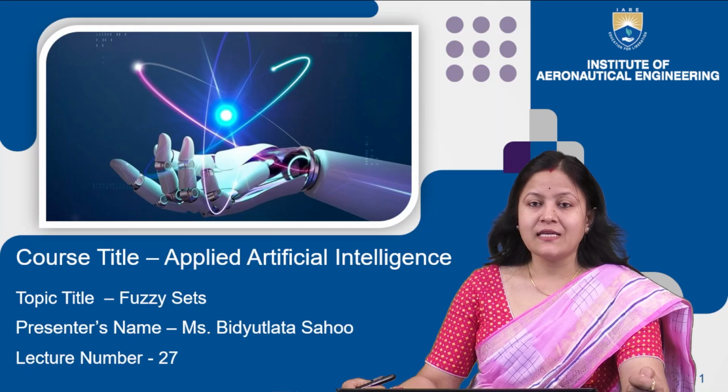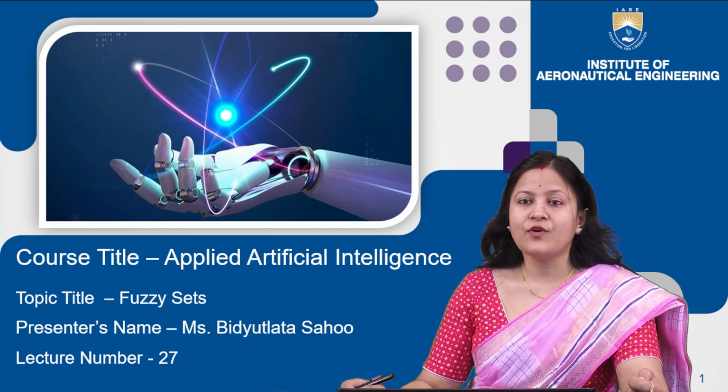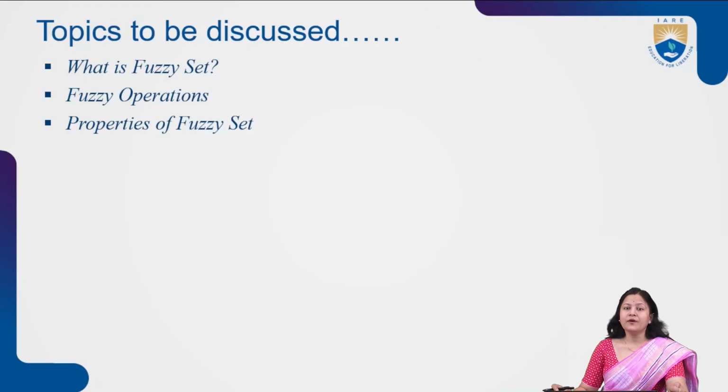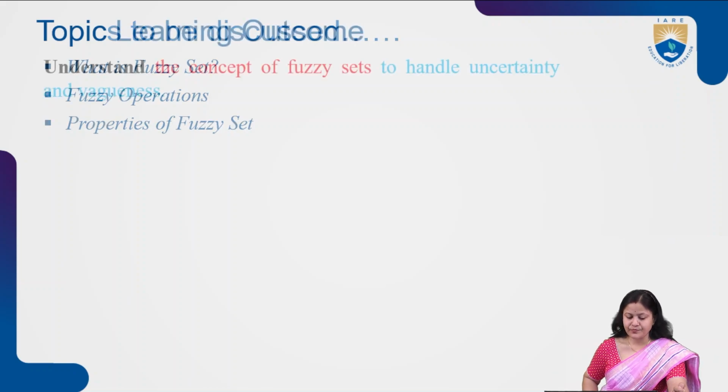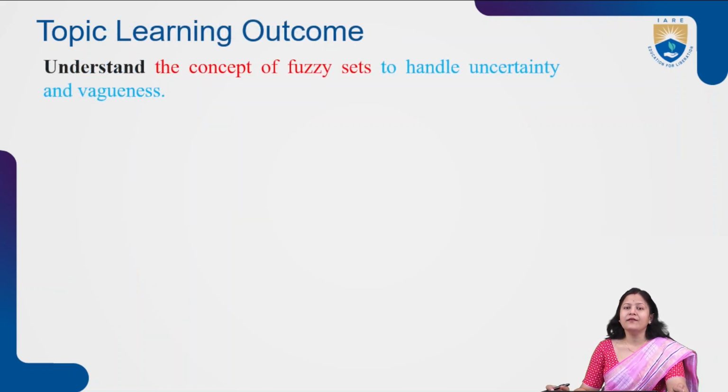Today I am going to discuss the fuzzy sets in fuzzy logic. These are the topics to be discussed today: What is the meaning of a fuzzy set? And what are the operations as well as a few properties of the fuzzy set. This is the topic learning outcome for fuzzy sets. After the completion of this topic, students can understand the concept of fuzzy sets to handle uncertainty and vagueness.